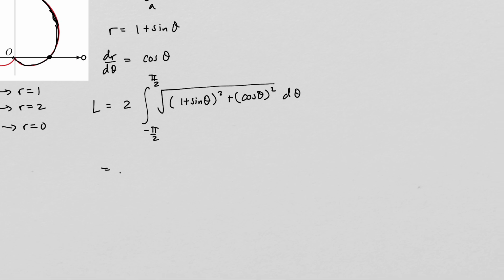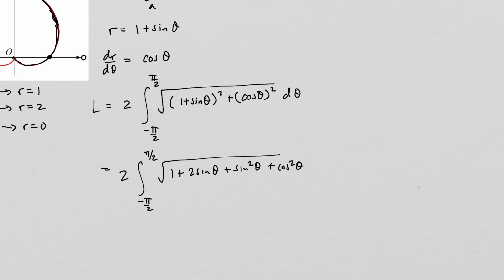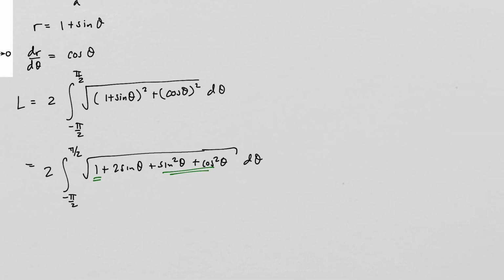So this is going to give us 2 times the integral, same limits, square root of 1 plus 2 sine of theta plus sine squared theta plus cosine squared theta d theta. This looks very familiar. We have 1 plus 1 there, which is 2. So this becomes 2 times the integral of the square root of 2 plus 2 sine of theta.